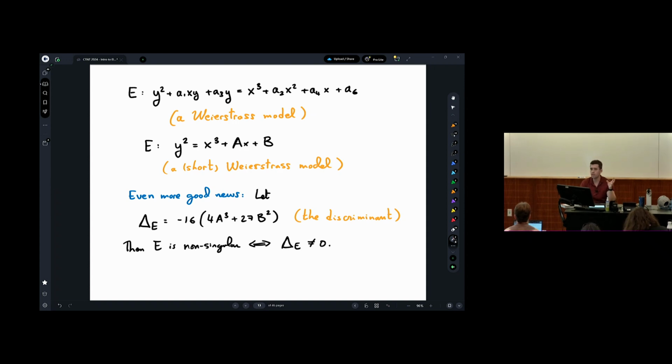Okay? Hope that is clear that if you have an elliptic curve, there is a Weierstrass model. Not every Weierstrass model is an elliptic curve because Weierstrass models could be singular. But we also know how to detect whether a Weierstrass model is non-singular.